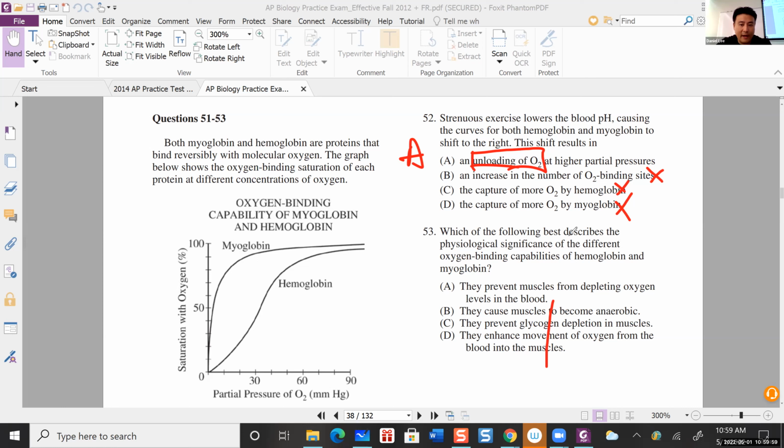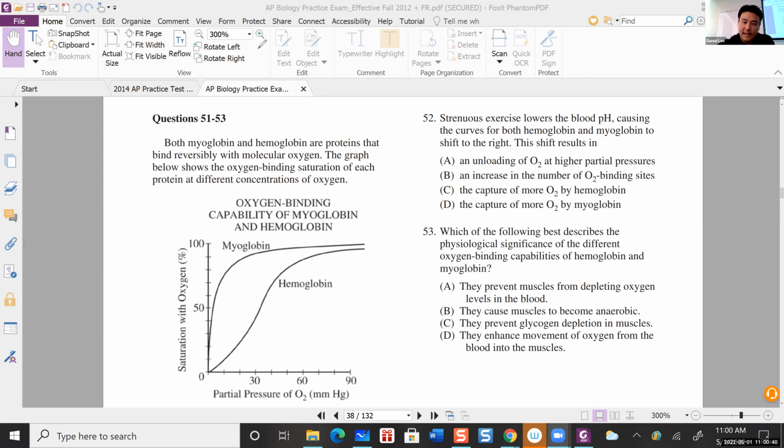And 53, which of the following best describes the physiological significance of different oxygen binding capability? So why do they bind oxygen differently? They enhance the movement of oxygen from blood into muscle, so that oxygen will unload and go into the muscle. Myoglobin is in the muscle for storage, okay? So that's the purpose here. They have to have different affinity. If they're reversed, then hemoglobin will not give up oxygen to myoglobin. Then that kind of defeats the movement of oxygen, okay?